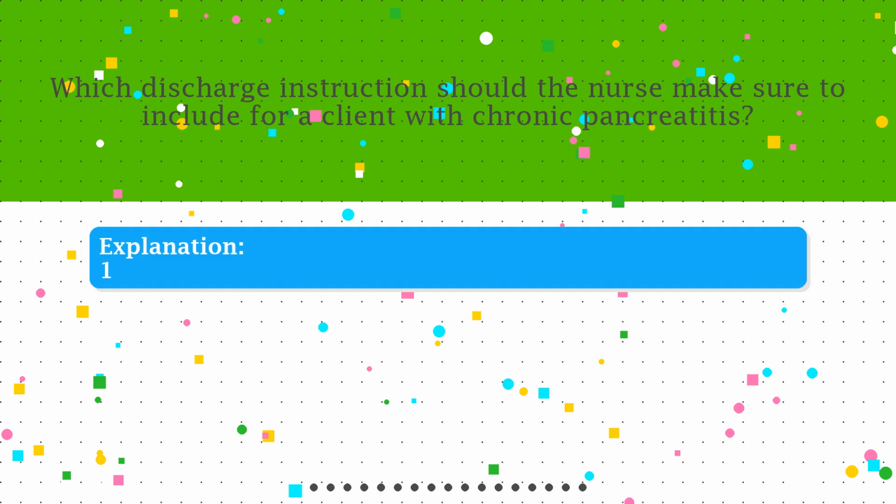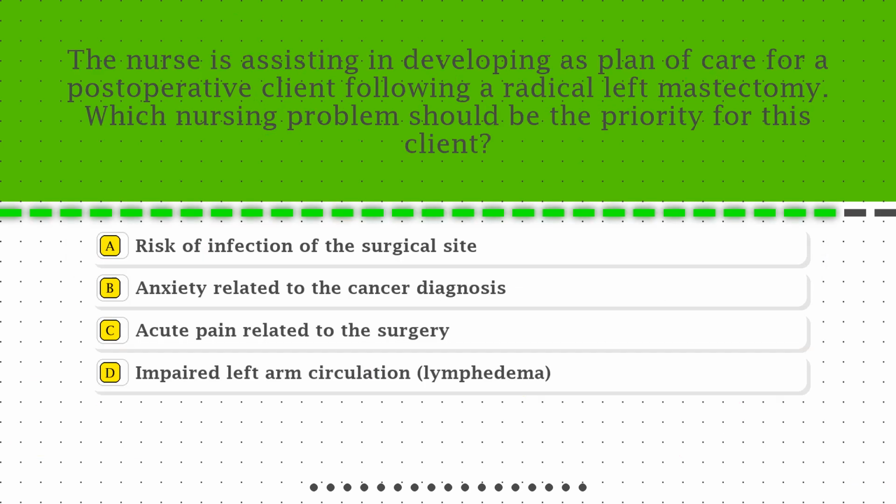Question 2. The nurse is assisting in developing a plan of care for a postoperative client following a radical left mastectomy. Which nursing problem should be the priority for this client? Option A. Risk of infection of the surgical site. Option B. Anxiety related to the cancer diagnosis. Option C. Acute pain related to the surgery. Option D. Impaired left arm circulation, lymphedema.